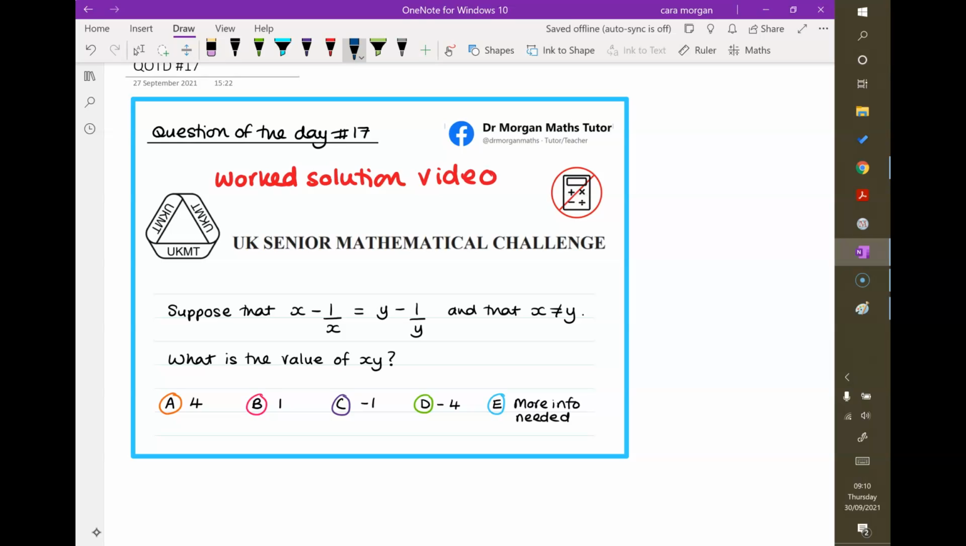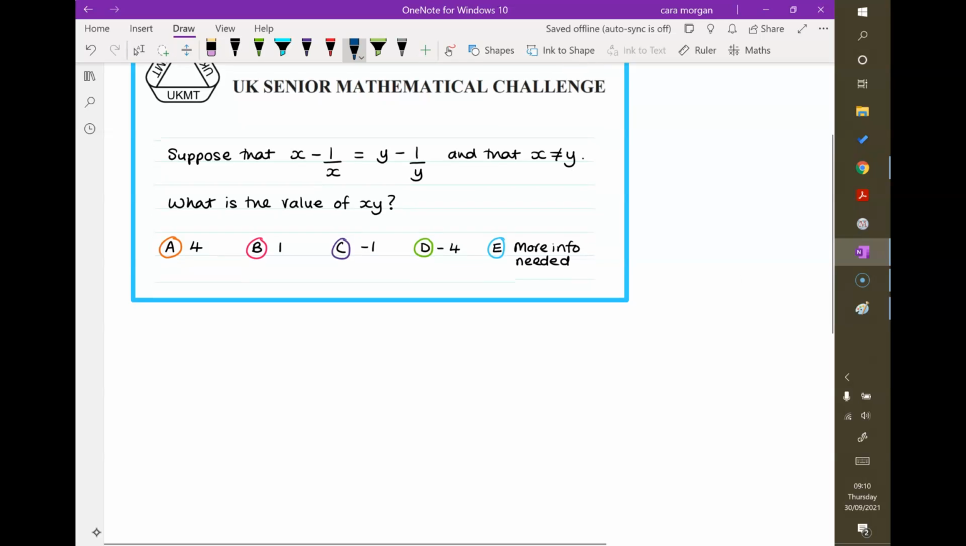I love solving equations. You may be tempted to find the value of x and the value of y and find their product in order to answer this question, but it may be that you can find the value of xy without finding the individual values of x and y. And that's kind of the route I'm going to take through this.